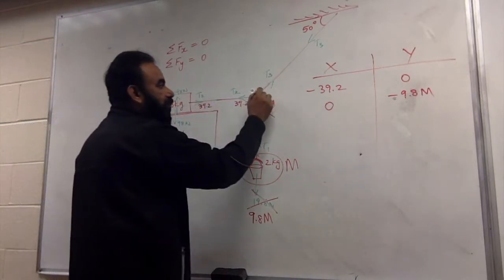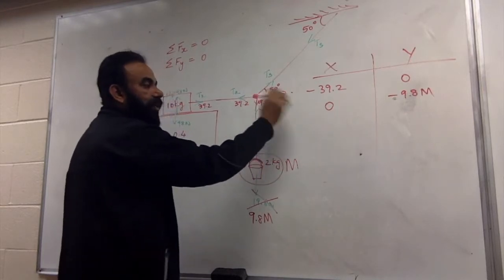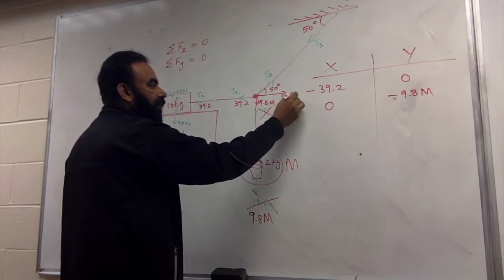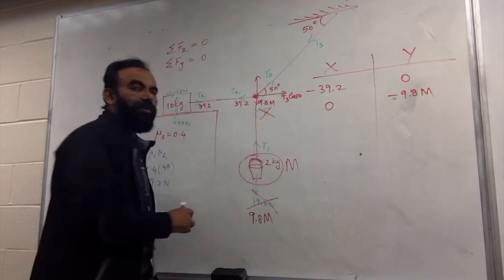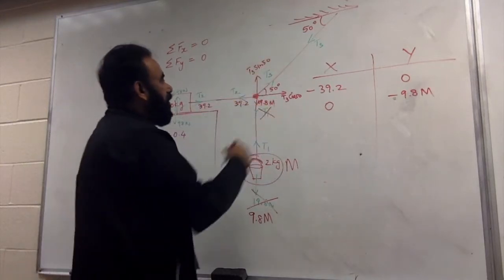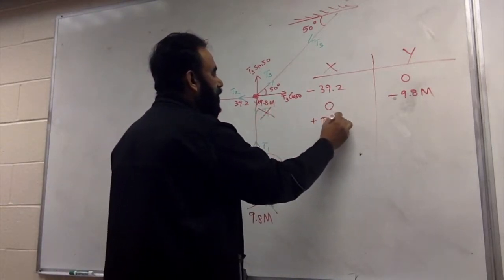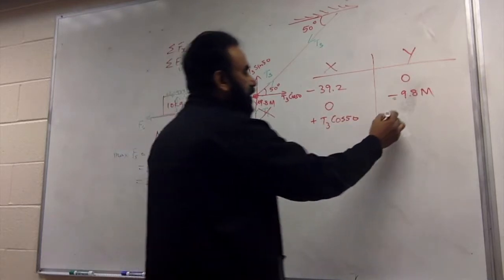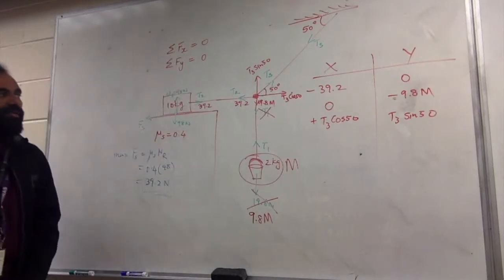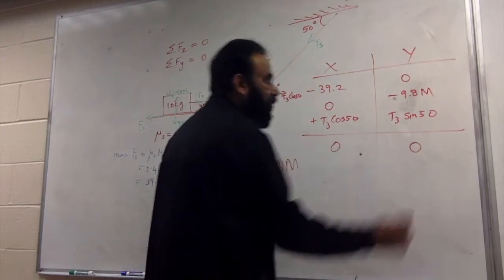Now we need to split it. That's why I give you the angle, 50 degrees. So what component of T3 is acting this way? T3 cosine 50. What is the component upward? T3 sine 50. So this one is positive T3 cosine 50, and this one is also positive T3 sine 50. Those are the forces acting on this knot, and it is in static equilibrium, which means the net force must be 0.